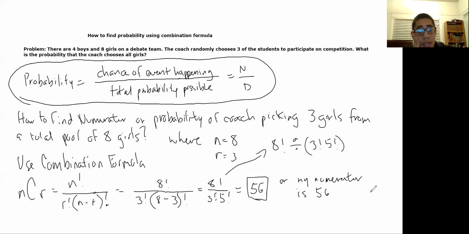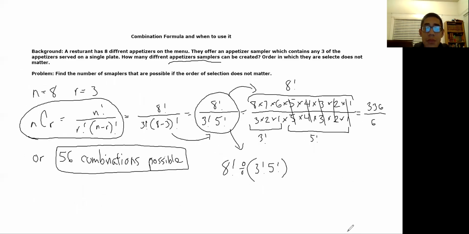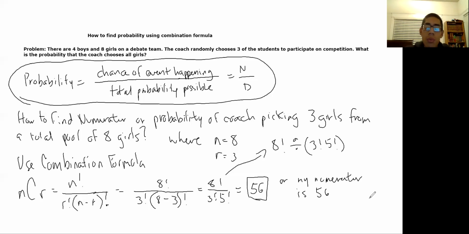Well, anyways, just so you know, when you plug these in, the probability numerator is going to come out to 56, right? Sounds familiar, right? Because the previous one was the exact same thing. In the previous example, we have 56 combinations.